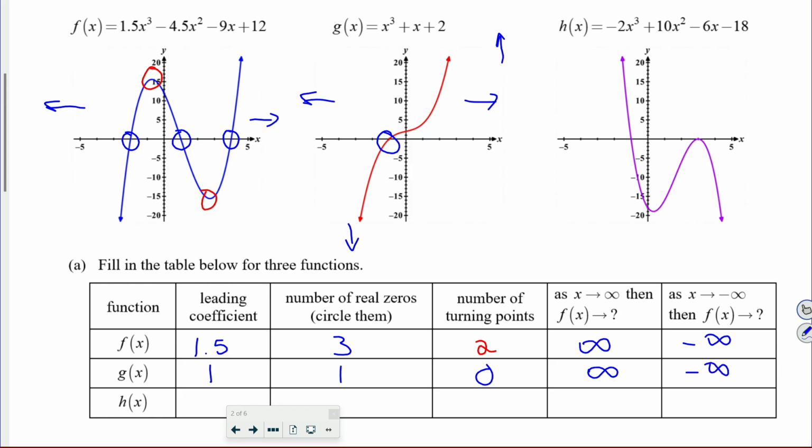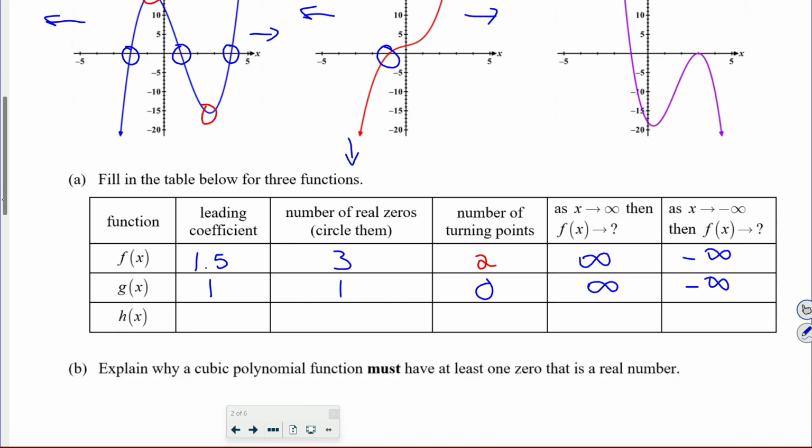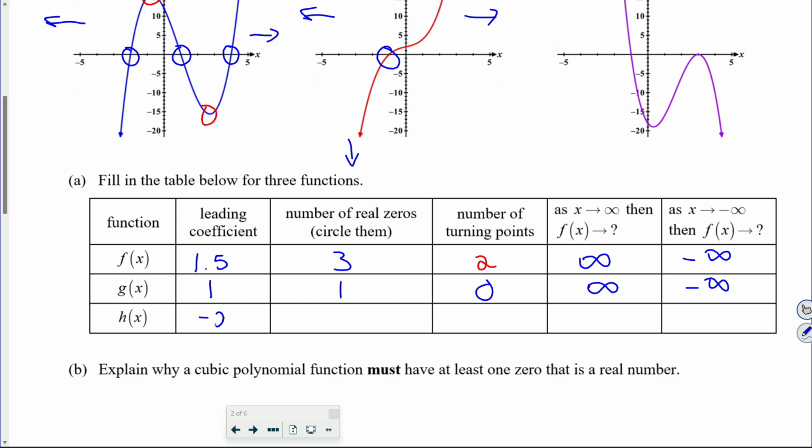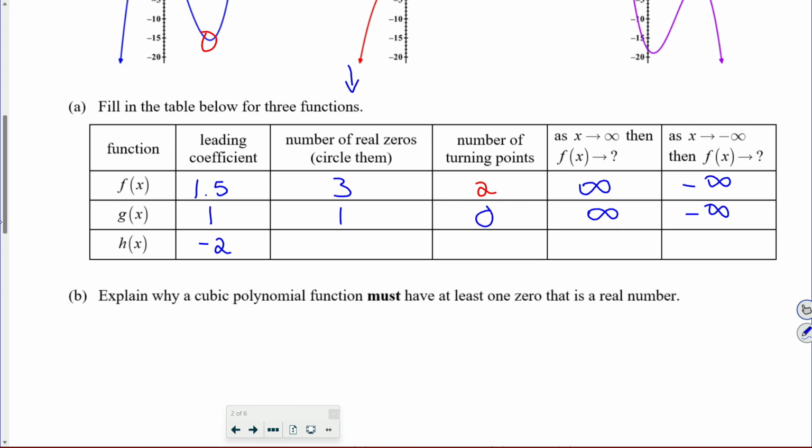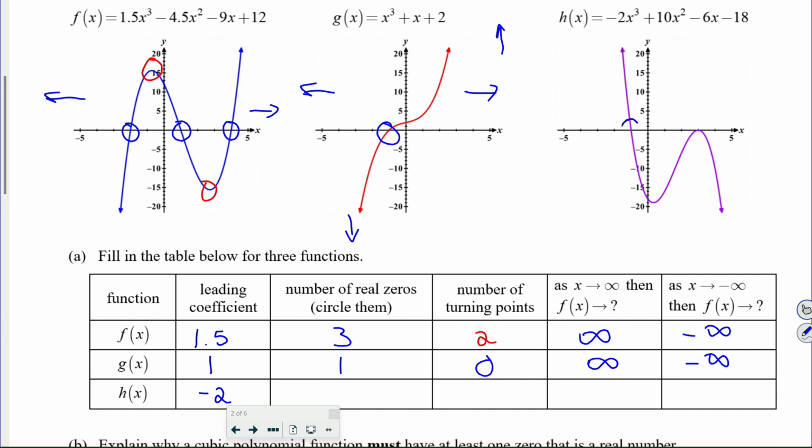Let's see, for h of x, the graph on my sheet that's in purple, its leading coefficient is negative 2. The number of real zeros it has, 1, 2 of them, just 2 real zeros. The number of turning points it has, also 2, 1, 2.